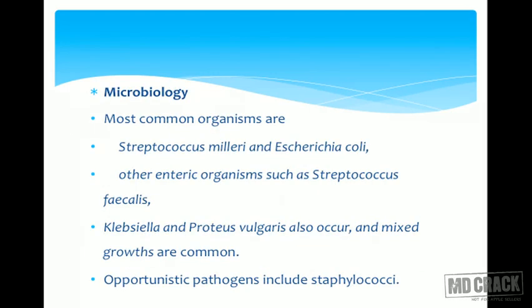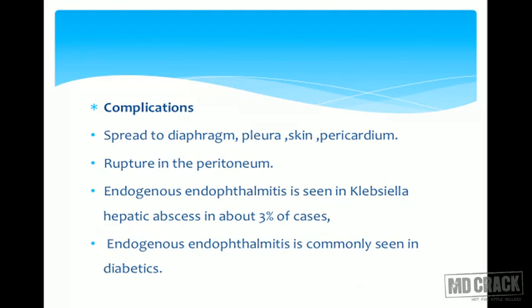What are the most common organisms? Streptococcus milleri and Escherichia coli. These are the most common organisms. Other enteric organisms like Streptococcus faecalis can also be seen. Klebsiella and Proteus vulgaris also occur and mixed growths are common. Opportunistic pathogens include Staphylococci. What are the various complications of pyogenic liver abscesses?